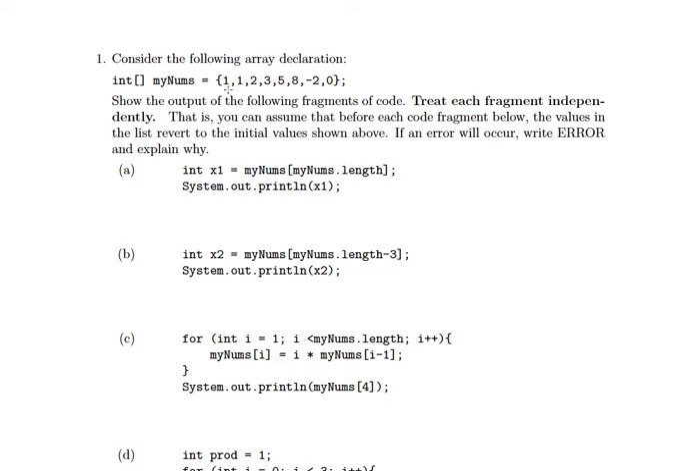So just to review, these indexes for the array start at 0 and they go up to length minus 1. So 0, 1, 2, 3, 4, 5, 6, 7. This is an array of length 8 with indexes from 0 to 7. Therefore, what this actually says is int x1 equals mynums sub 8 because mynums.length is actually 8. Therefore, this is an error.